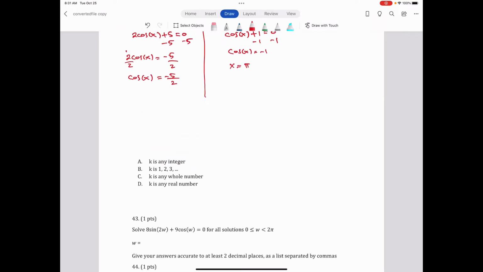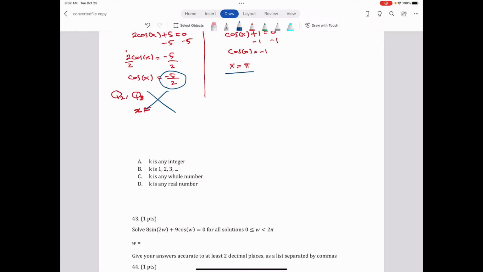I'm going to plug that into the calculator in radians mode. When you plug that into your calculator, you're going to get an error. The reason for that is because cosine x here is less than -1. Namely, it is -2.5, which is impossible. So this side of the equation is not going to give me any answers, and the only answer I have is x is equal to pi.